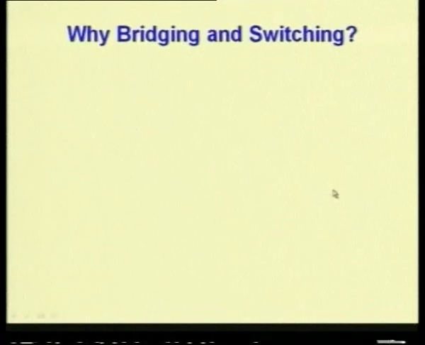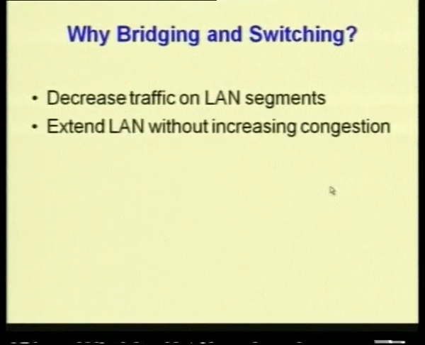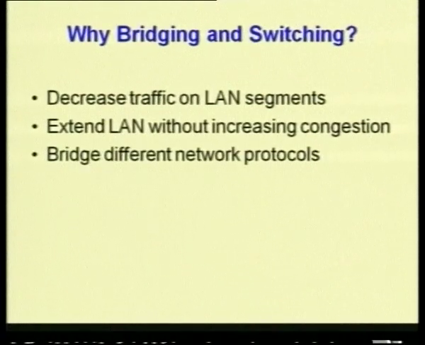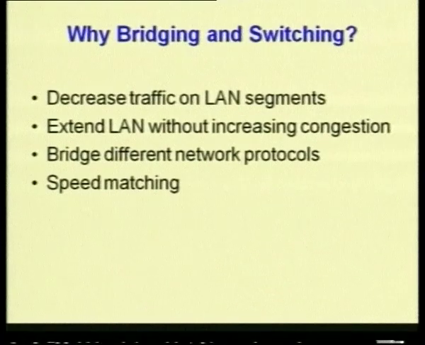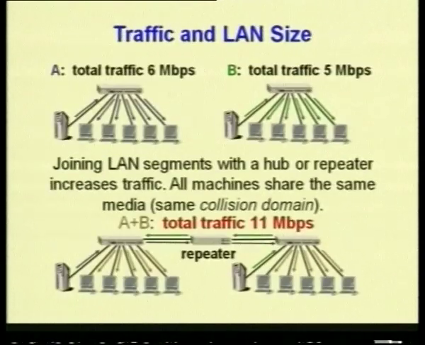Okay. Now why bridging and switching? Let's understand why we need to do this bridging and switching a little bit more in detail. One is to decrease traffic on LAN segments. Second is to extend LAN without increasing congestion. Third is to bridge different network protocols. Fourth is speed matching. Fifth is security. And sixth is reliability, basically to provide fault isolation and bandwidth balancing. Okay, let's look at each of these things in detail.